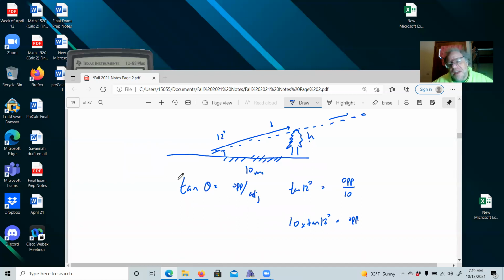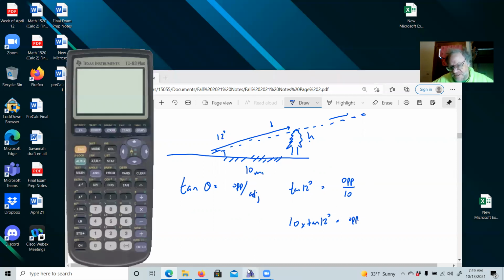It was a long time ago. But the biggest mistake that people make this year is that they don't convert the angle, the degrees. They keep their calculator in radians.